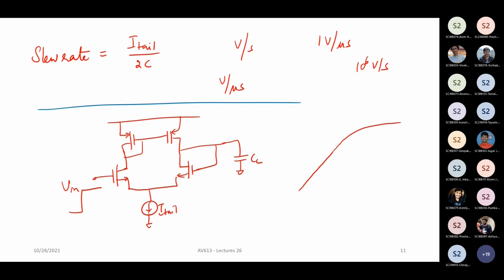In this particular case, let us say M2 shuts off. Then the entire I tail flows here, and therefore the entire I tail will flow into the capacitor here. Therefore the slew rate now becomes I tail by C. This is the case for the single-ended 5-transistor OTA.